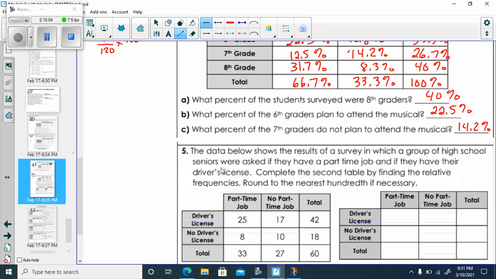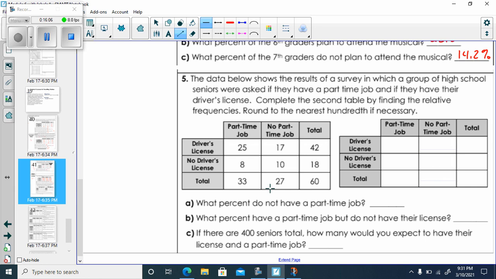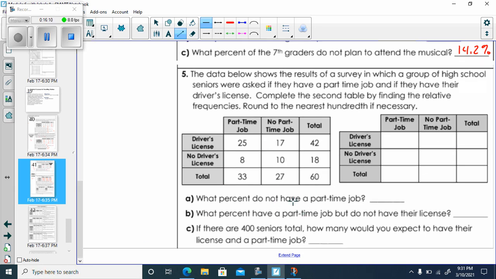Now, let's see. Number 5, let's look at it. The data below shows the results of a survey in which a group of high school seniors were asked if they have a part-time job and if they have their driver's license. Okay. Complete the second table by finding the relative frequencies. So we've got the regular ones. Let's find our relative frequencies.